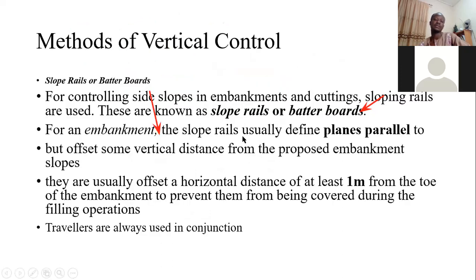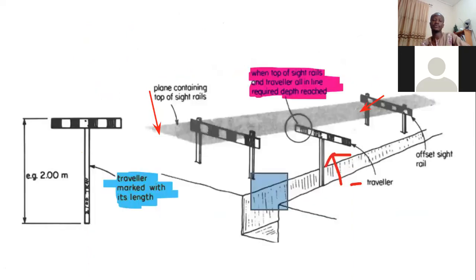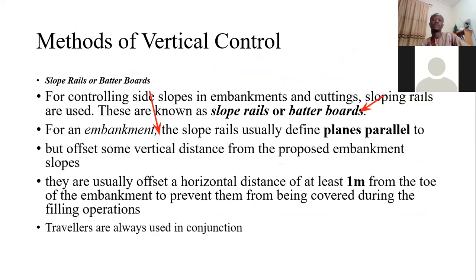Okay, for controlling the side slopes, the embankments, and cutting, sloping rails are used. So the sloping rail is what we are looking at here. So here, these are sloping rails. Another name for the sloping rails is a batterboard. Okay.